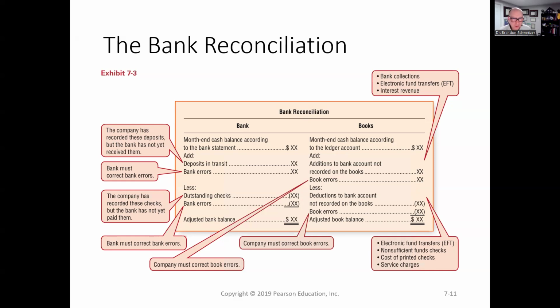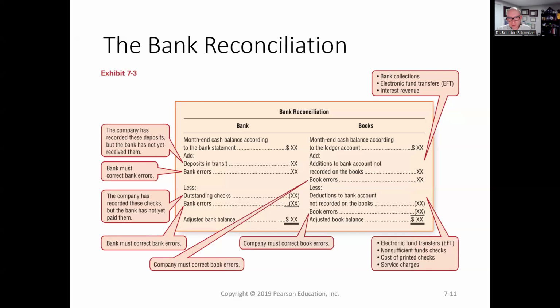So deposits in transit, bank errors, interest revenue, these are all reasons why your cash balance on your bank statement might be higher, or why it might be lower due to outstanding checks that haven't been cashed yet, bank errors on the negative side, or interest expense, or some other reason why there will be a deduction from your bank account.